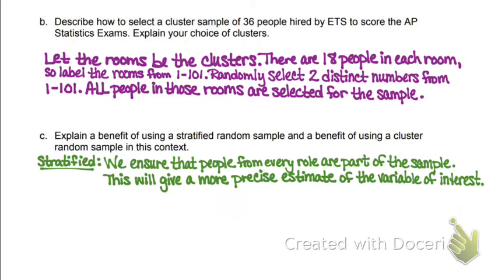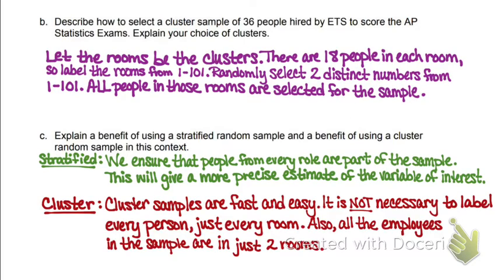With cluster sampling, what did we say we were going to do? Go to 2 rooms. Benefit of cluster sampling, it's quick. Cluster sampling is fast and easy. You don't have to label every person. We just needed to label all of our locations. And everybody that we need is in just 2 spots.